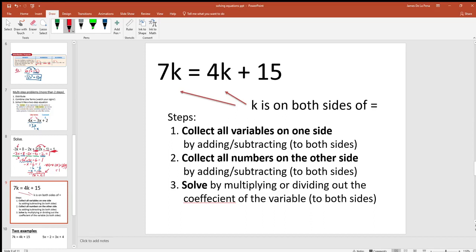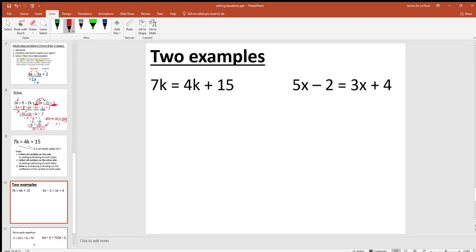And then make sure our numbers are on the other side, and then we're going to solve it out the same way that we've solved them so far. So let's take a look at that. Our first example here, 7k equals 4k plus 15.